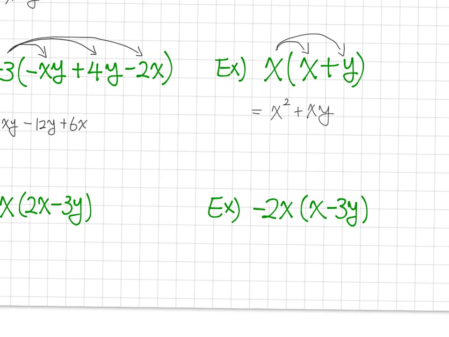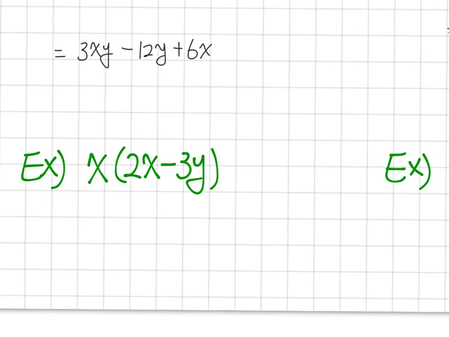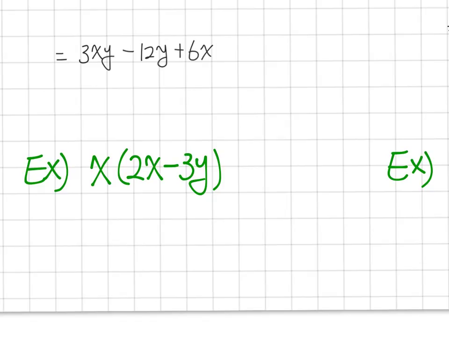Now then we have a bit of hard ones. Okay? So in this case we have the same situation, that we have x, a variable in the front, and then 2 terms inside. So this becomes x times 2x. So this becomes 2x squared. Then x times negative 3y. That becomes negative 3xy.